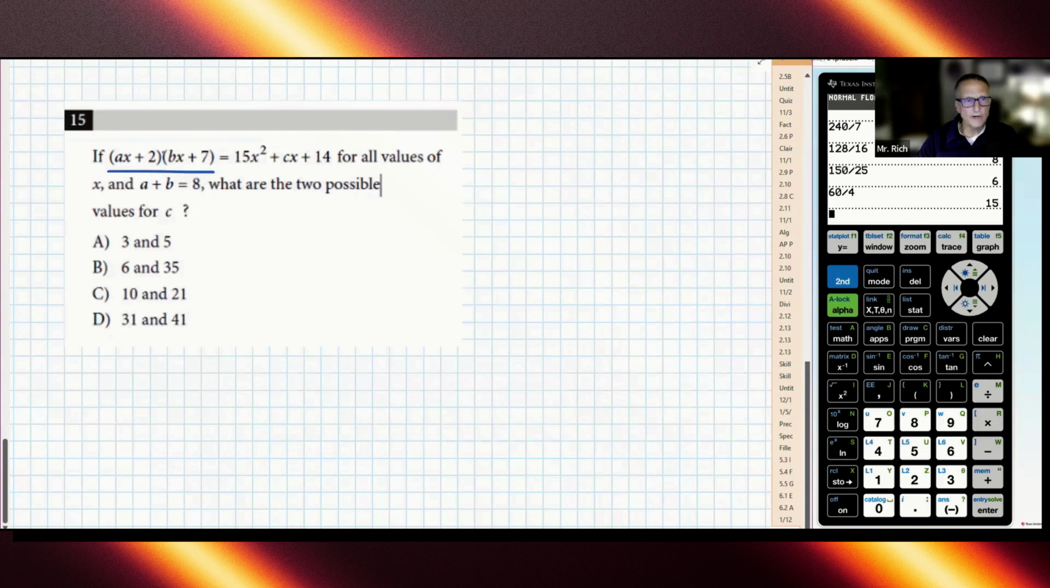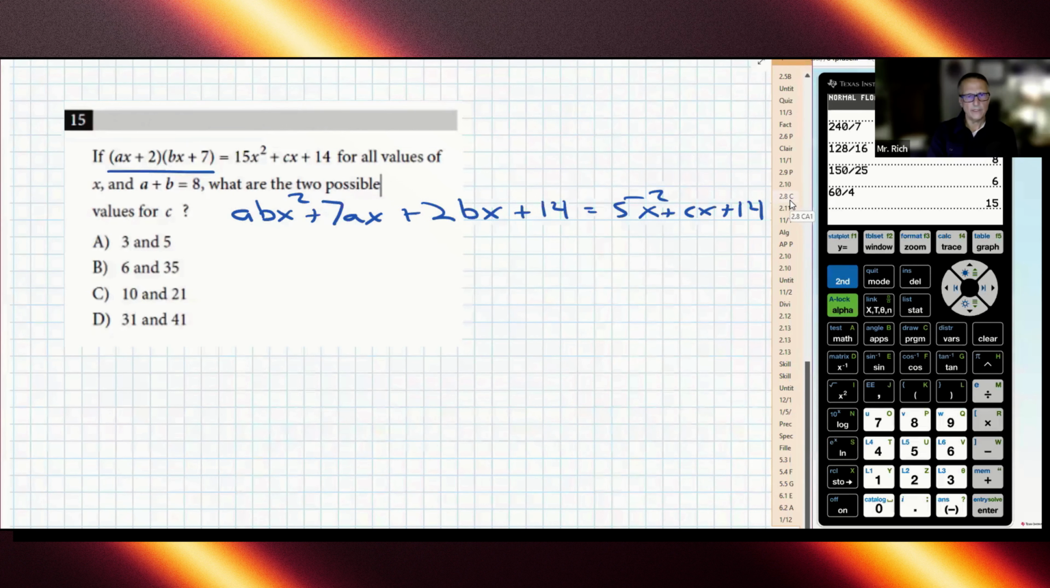If I FOIL this, right, if I distribute the AX and the 2 through the BX plus 7, that's going to give me A times B X squared plus 7AX plus 2BX plus 14. And that's supposed to be equal to 5X squared plus CX plus 14. Then I step back and take a look at this.